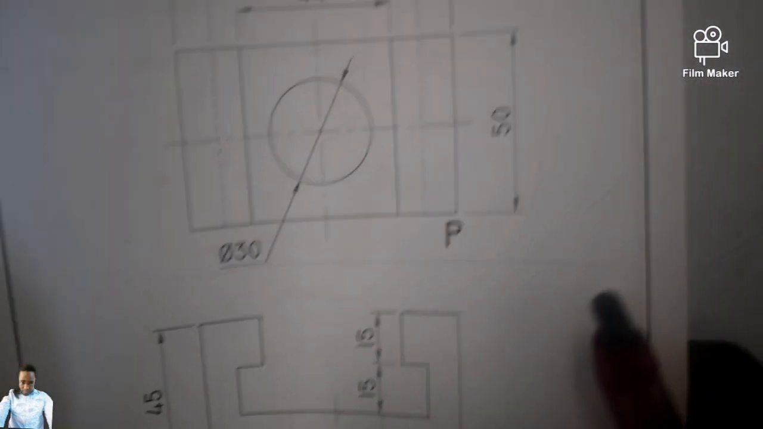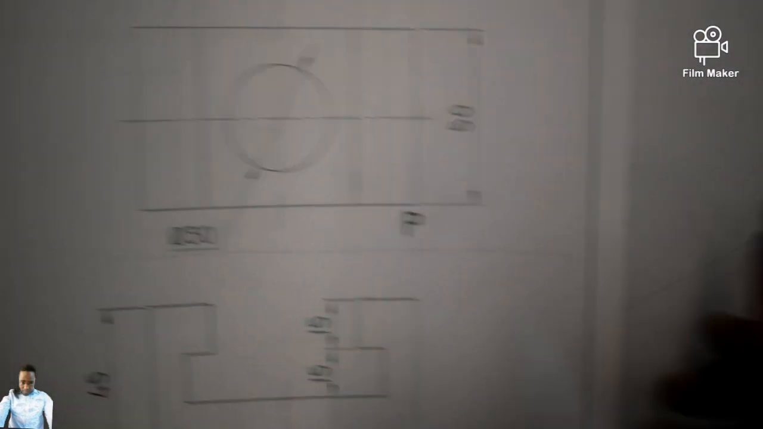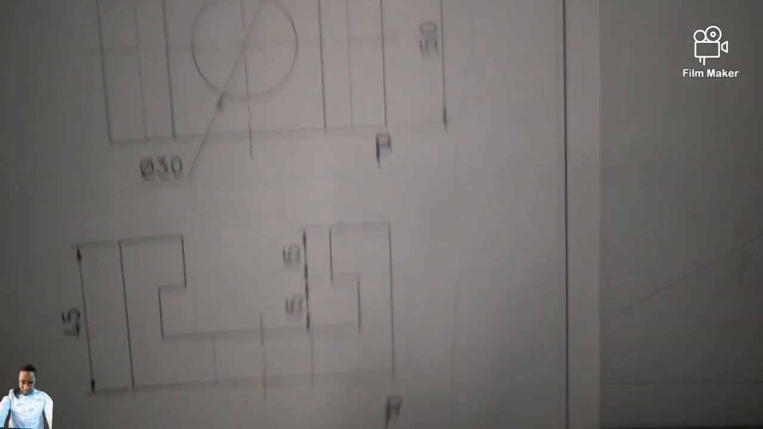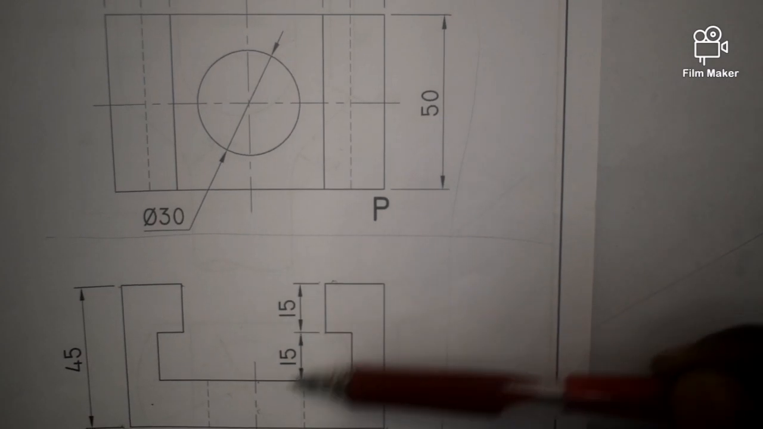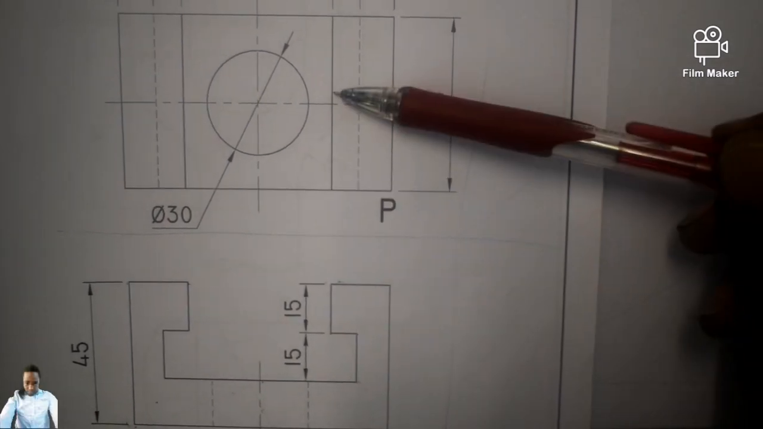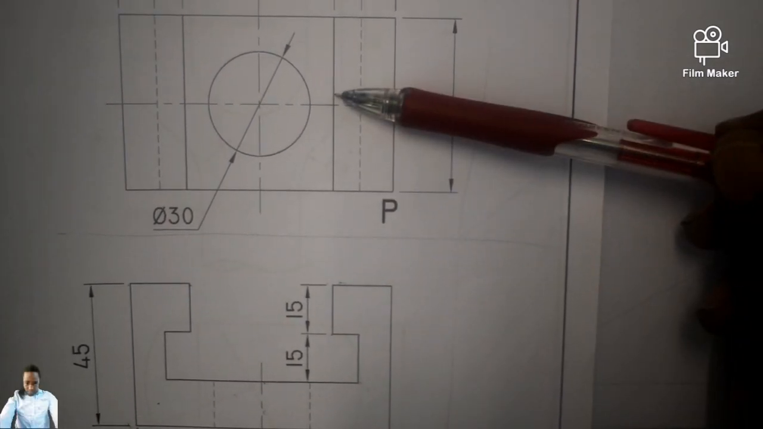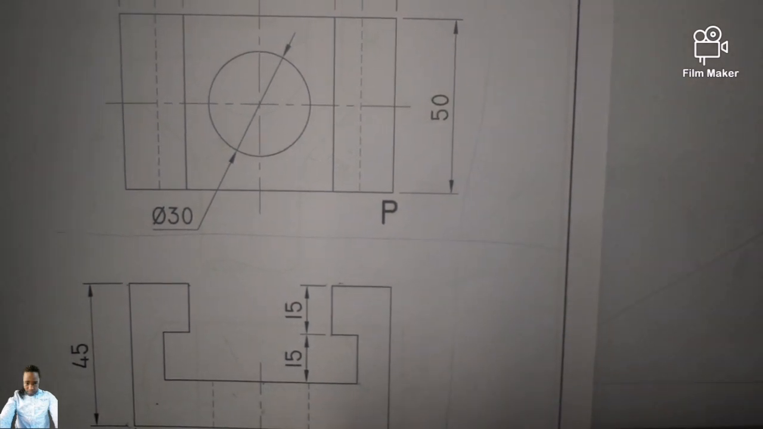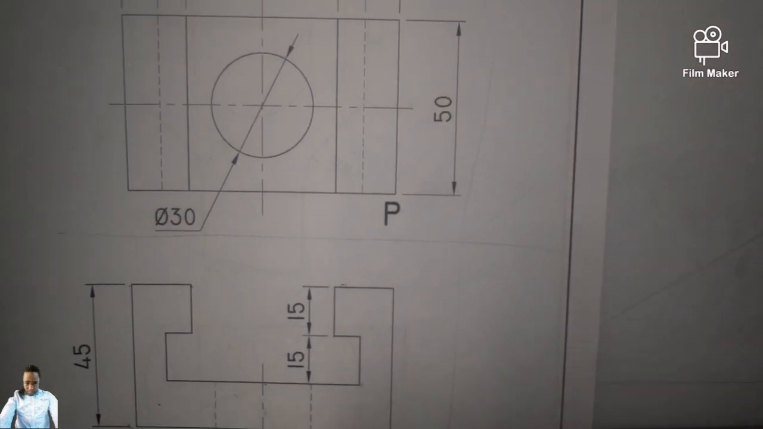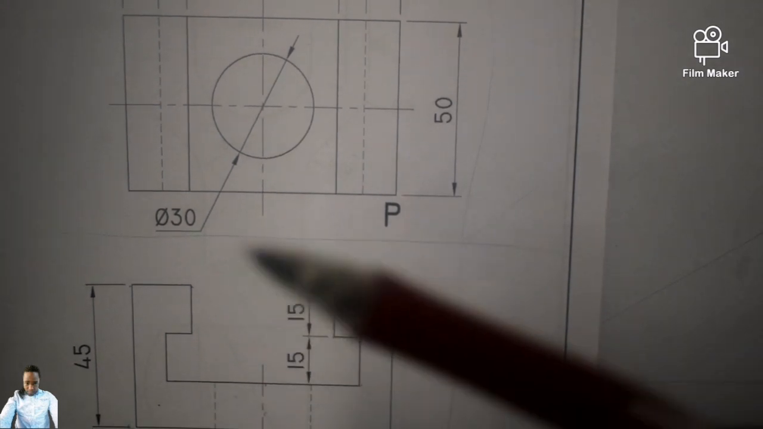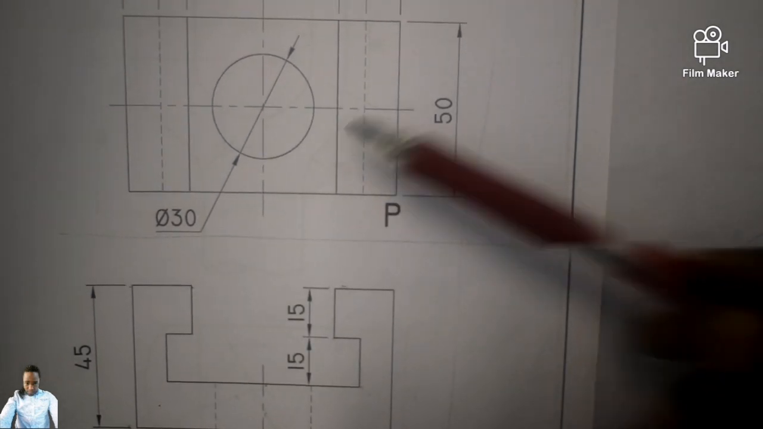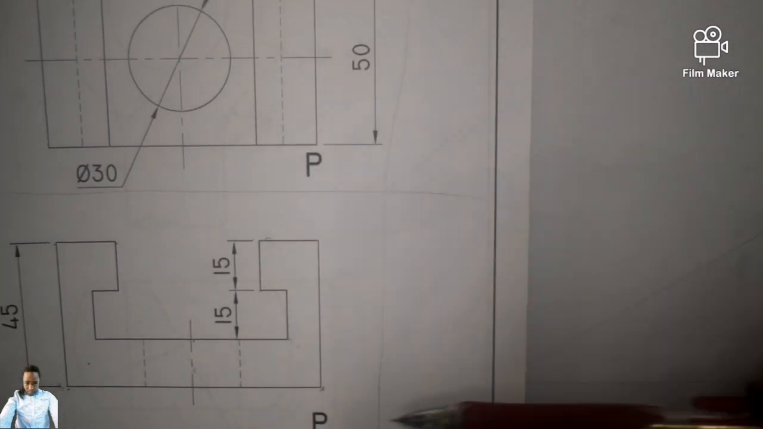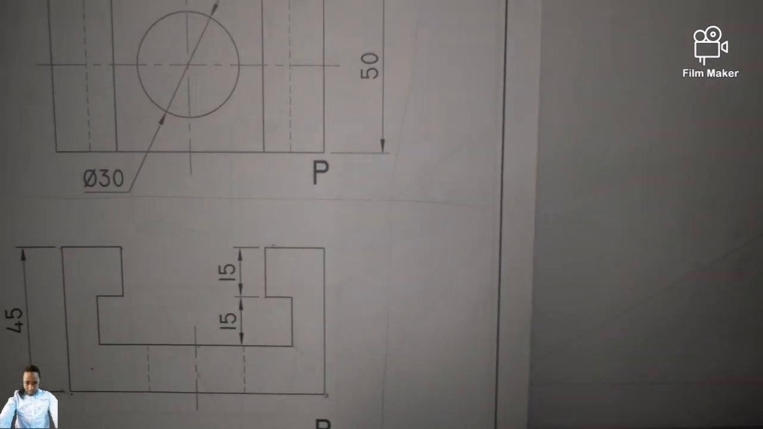Right, then I bring back my views. Okay, so these two views are given in third angle orthographic projection, which means this is supposed to be my front, this is supposed to be my top. And I have to put the front view on my left hand side, so that the right view, which is omitted here, will be on my right hand side.